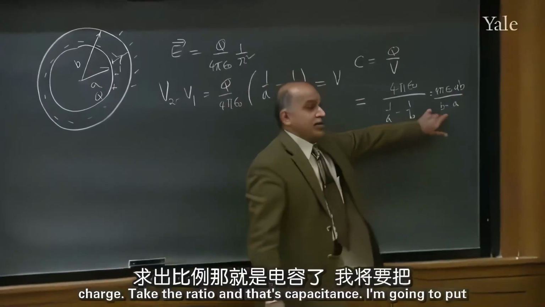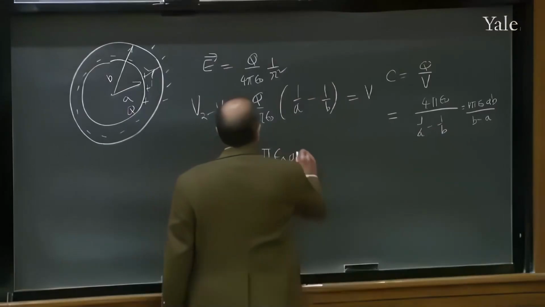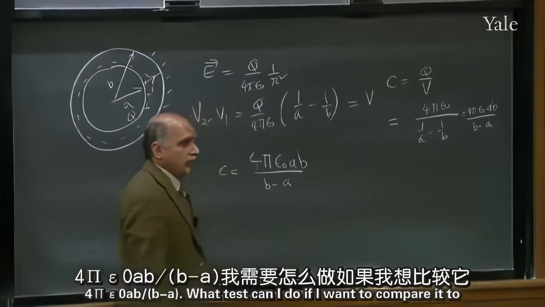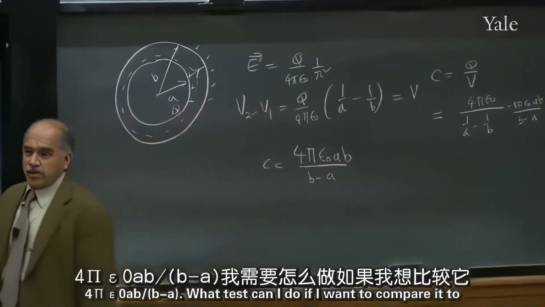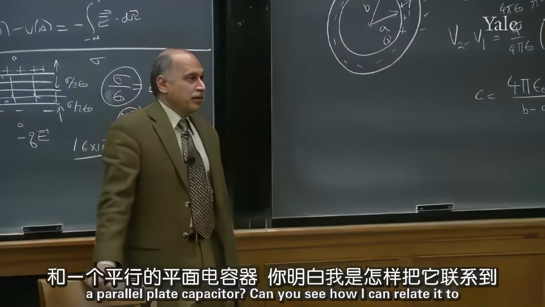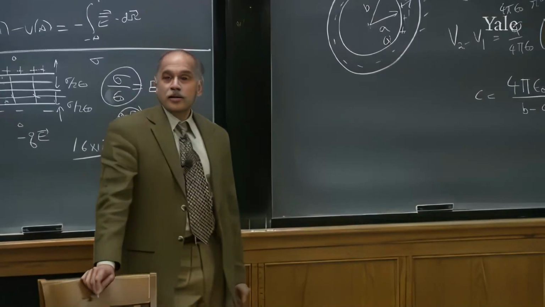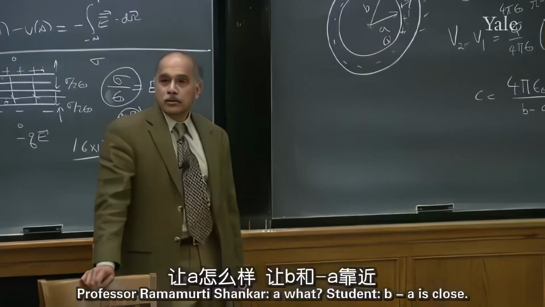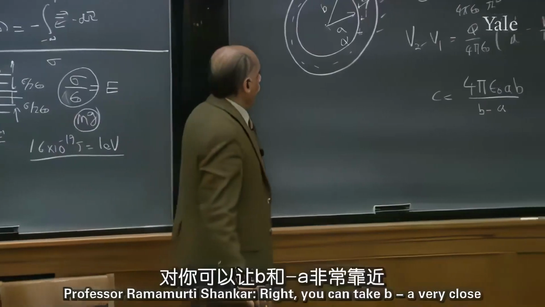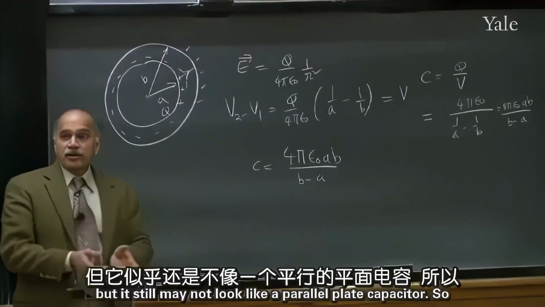I'm going to put this to a test. Let me write down clearly the answer here: 4 pi epsilon 0 AB divided by B minus A. What test can I do if I want to compare it to a parallel plate capacitor? Can you see how I can relate it to a parallel plate capacitor? Yep. Make the A close. A what? Make B minus A small. Right. You can take B minus A very close, but it still may not look like a parallel plate capacitor.